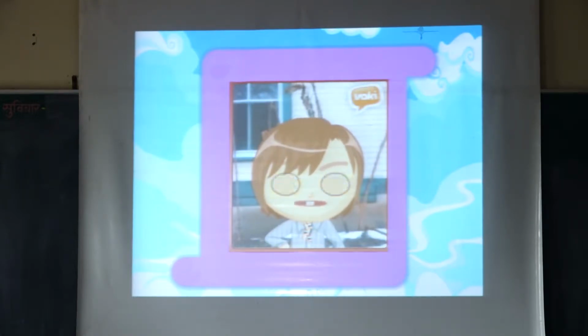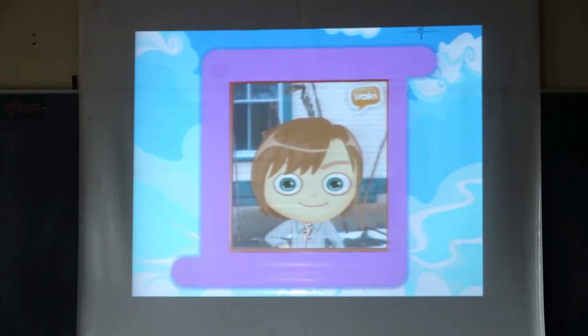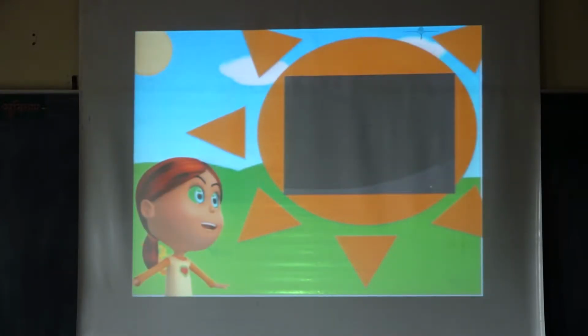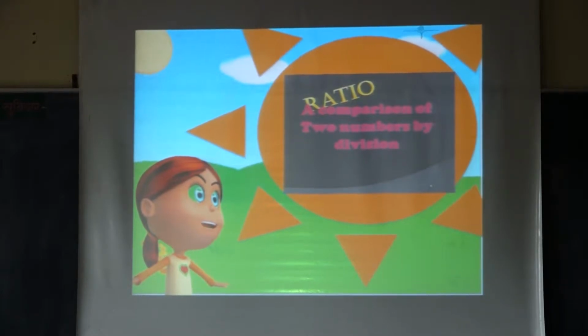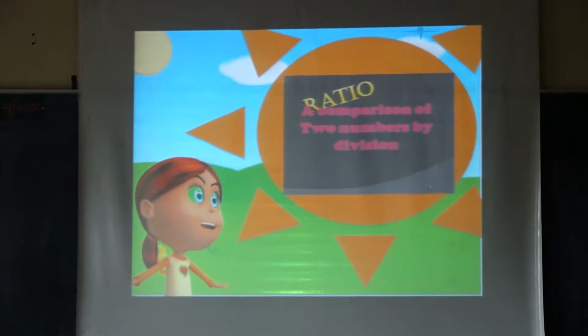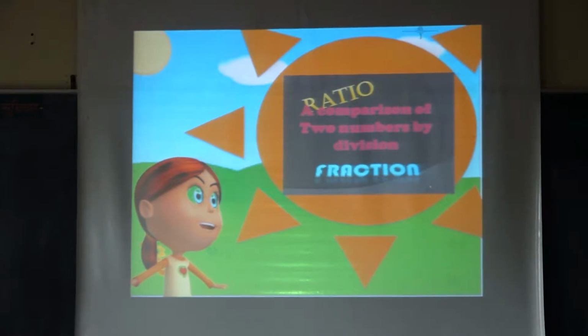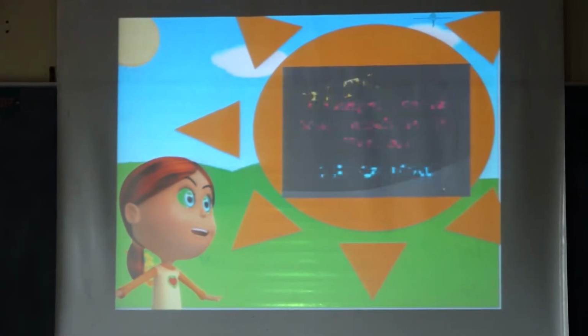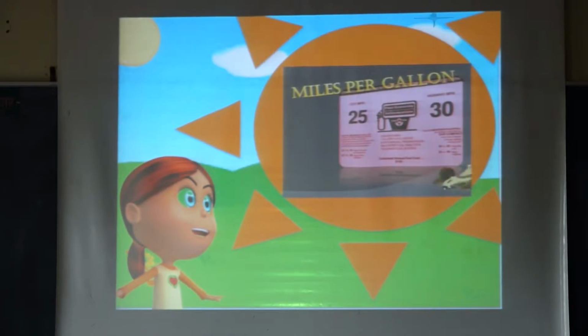Think of the lesson that we just learned in math class. Proportion is a statement that two ratios are equal. You can use this concept to measure your tree's height. A ratio is a comparison of two numbers by division. Another name for ratio is a fraction. An example of ratios in the real world are the number of miles that your car gets per gallon.